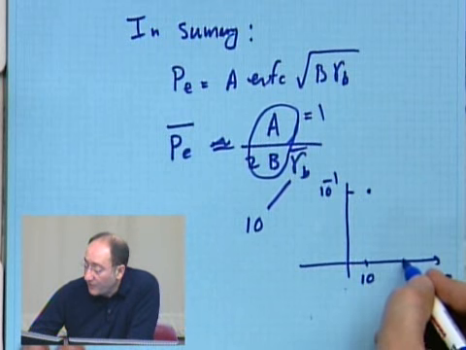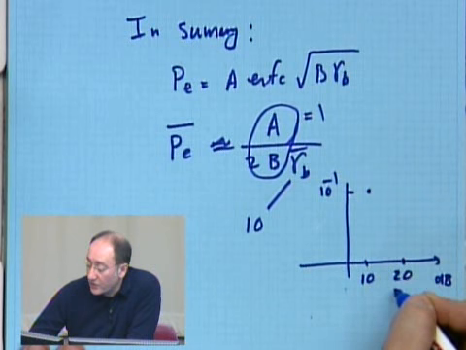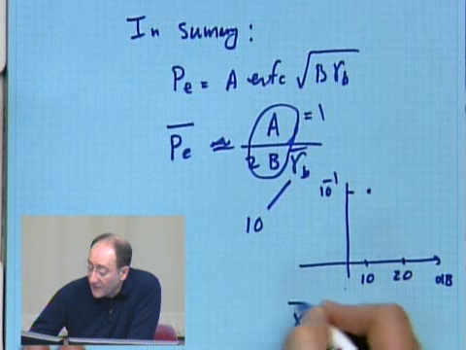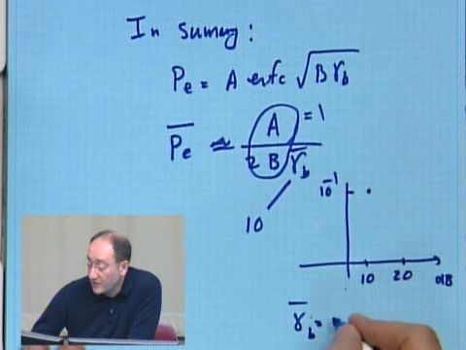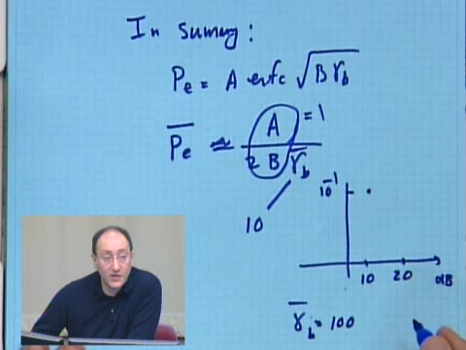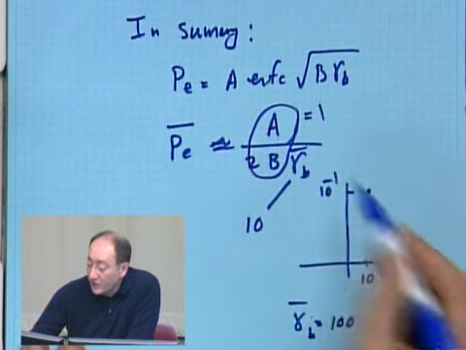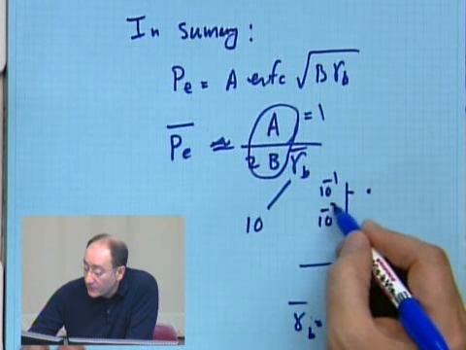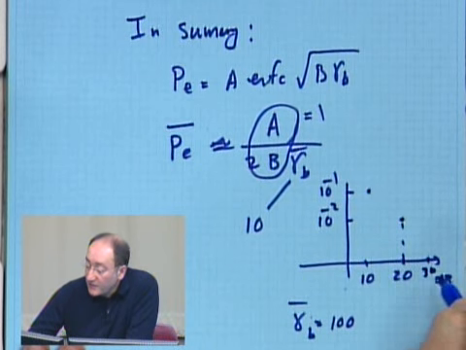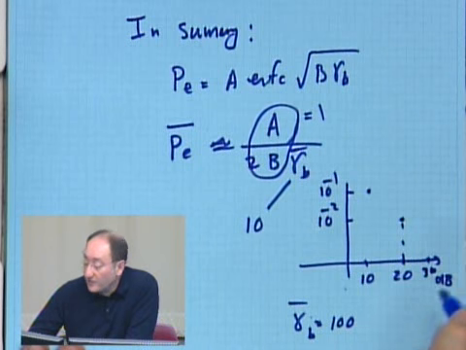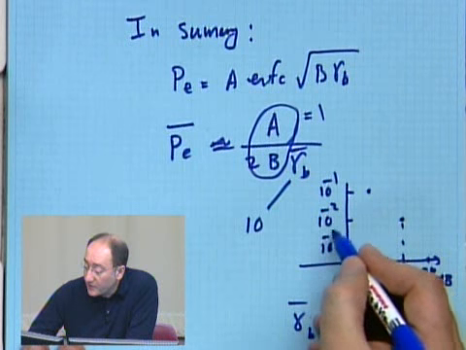Okay? Now, if I come for 20 dB signal to noise ratio, 20 dB means that gamma sub B average is equal to what? Equal to 100. Okay? 20 dB is 100 times. So what is the error rate? It is 1 over 100, which is 10 to the minus 2. And if I go for 30 dB, 30 dB is what? 1,000 times. 1 over 1,000 is what? 10 to the minus 3.